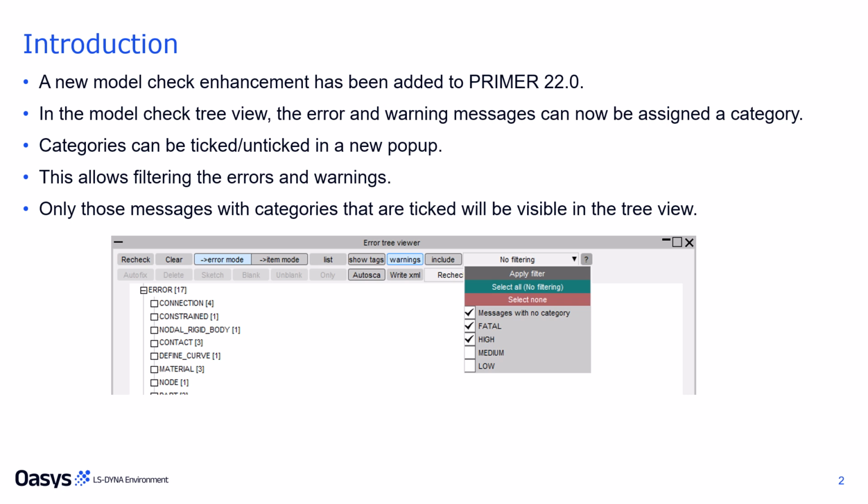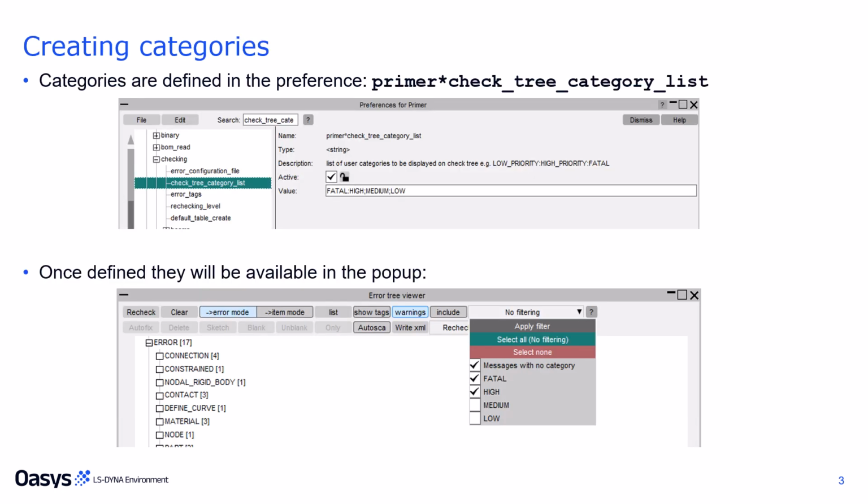This presentation explains the model check enhancement that has been added to Primer version 22. In the model check tree view, the error and warning messages can now be assigned a category. A pop-up is available with the categories where we can tick or untick them. This allows filtering the errors and warnings. Only those messages with the categories that are ticked will be visible in the tree view.